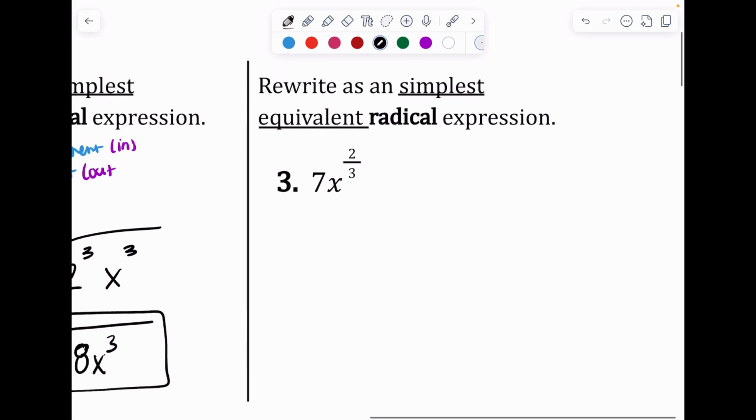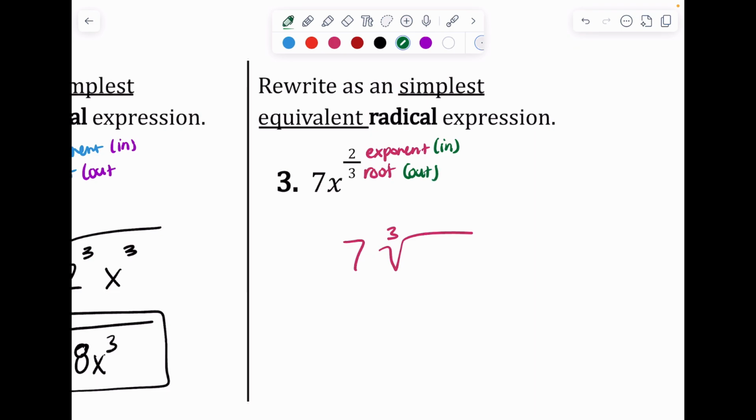Number 3, we have the base of 7 and x. X is the only letter that has an exponent. So 7 is going to be kicked out. 7 is out. I have root 3, because remember, this is my root. This is my exponent. This goes in. This goes out. So I have x inside as my base, and then 2 is my exponent.